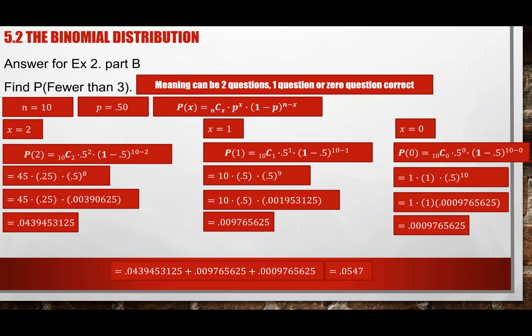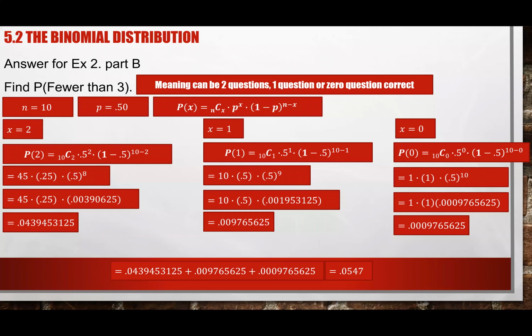What fits the description of fewer than 3? Fewer than 3 will be 2 questions correct, 1 question correct, or none of the questions correct, right? In this case, as you can see, we have to do it individually for the 2, for the 1, for the 0, and then add them up. We see that the probability of me going in here and randomly guessing my answers and getting fewer than 3 correct questions is 0.0547.